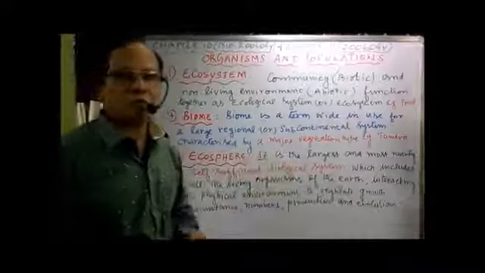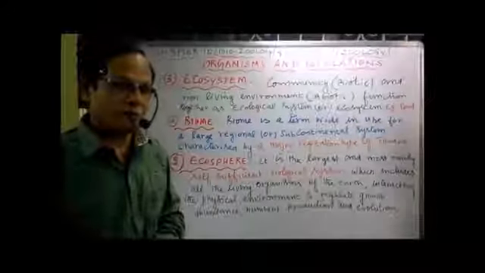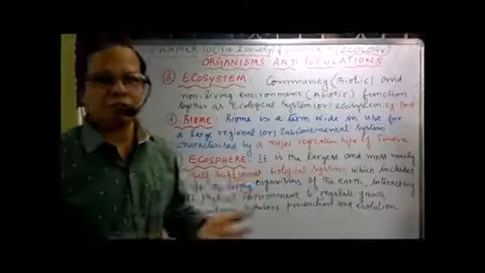For example, a pond ecosystem. Pond is an example of an ecosystem. Forest is an example of an ecosystem, for example, the tropical forest. Anything else.